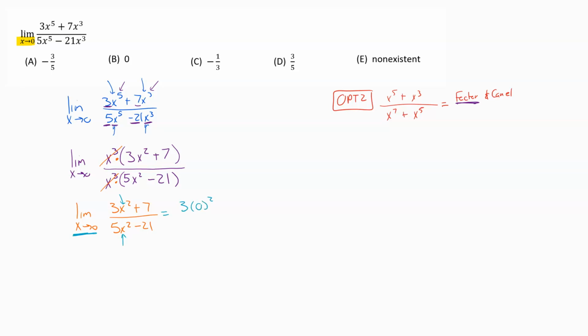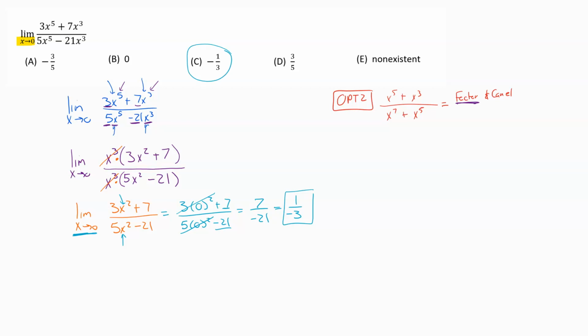That's going to get me 3 times 0 squared plus 7 over 5 times 0 squared minus 21. And what I'll notice this time after I did that factor and cancel is, well, that whole term goes to 0. I'm left with still a 7 on top. And while that term goes to 0, I'm left with a negative 21 on bottom. And then if I go to simplify that a little bit further, clean up, reduce my fraction, I can reduce this down to 1 over negative 3. Negative 1/3 is now the answer. And that I can see is sitting right there.